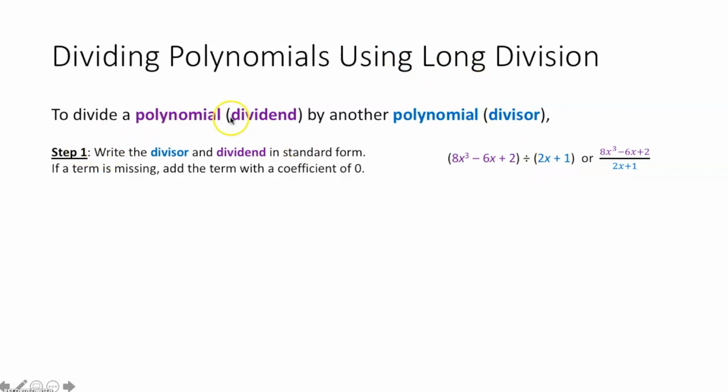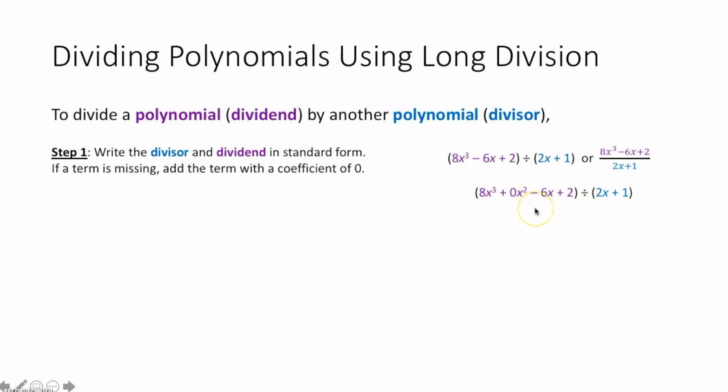When you are dividing a polynomial by another polynomial, write the divisor and dividend in standard form. If a term is missing, add the term with a coefficient of 0. So here, notice it goes 8x cubed minus 6x to the first plus 2. So we go from x cubed to x to the first. There is no x squared term. Because of that, we need to account for that x squared term. So we write 8x cubed plus 0x squared minus 6x plus 2. Now we have it in standard form. We have a 0 with our x squared term.